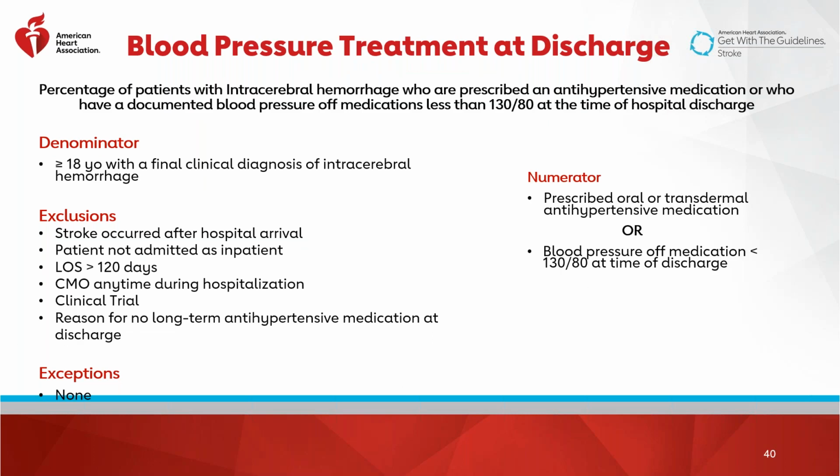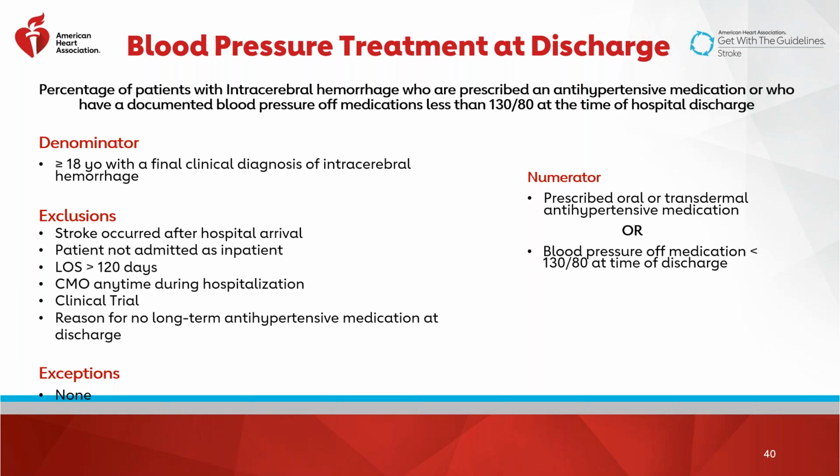Blood pressure treatment. We get questions surrounding this blood pressure measure as well, where this takes all your ICH patients, and it basically at discharge, it looks at the final blood pressure prior to discharge, and it looks at is it greater than or equal to 130/80. If they're off medication, so they haven't received any medications, which is a new variable, and their blood pressure is below that 130/80, they pass through.